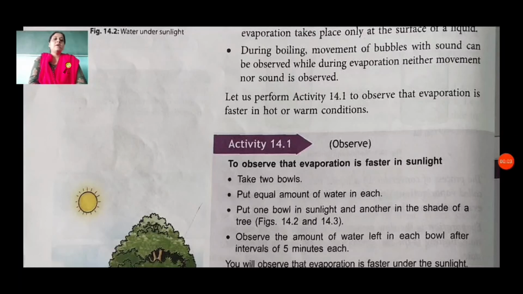Welcome to our session. In our last session, we discussed chapter 14 and also activity 14.1. I have told you, if possible, try to do this activity. This activity is very easy for you to observe that evaporation is faster in sunlight, and for proving that we have activity 14.1 available in our textbook.